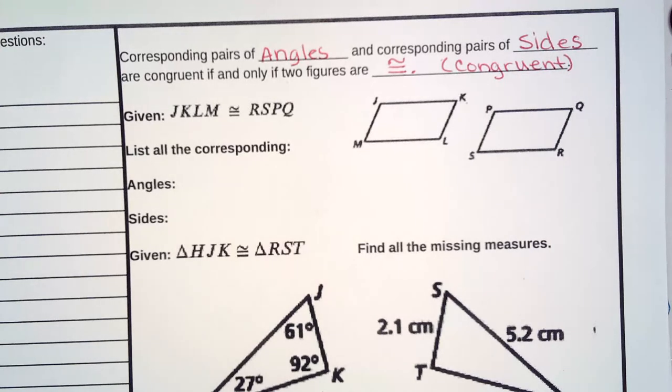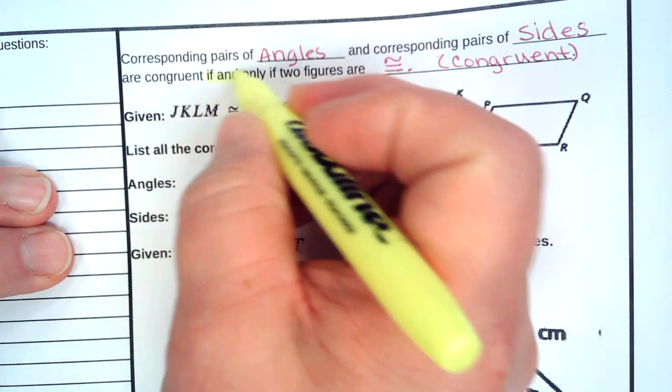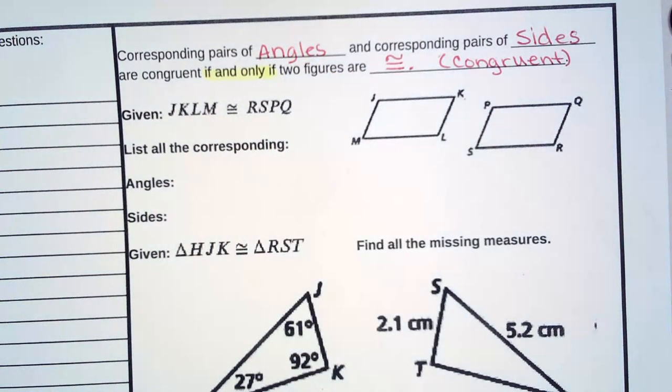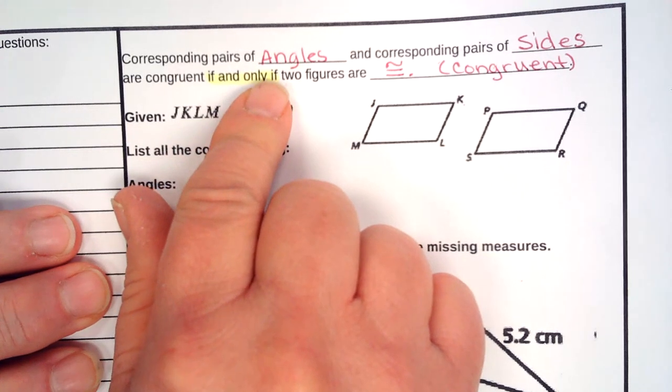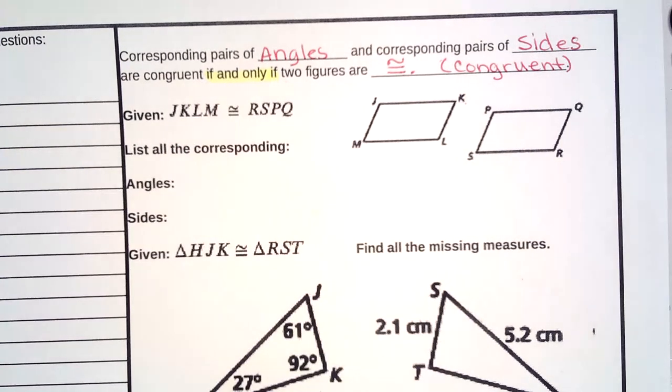Okay, now, if we're looking and reading, we notice that it looks like they've made a mistake in their writing. It's got "if and only if." That is not a mistake. That is the way we tell you that you can use the conditional or its converse. Corresponding pairs of angles and corresponding pairs of sides are congruent if two figures are congruent. The converse: if two figures are congruent, then corresponding pairs of angles and corresponding pairs of sides are congruent. So it goes both ways.